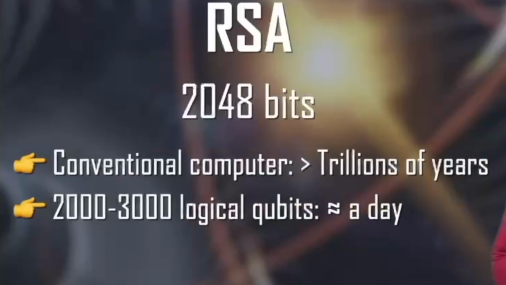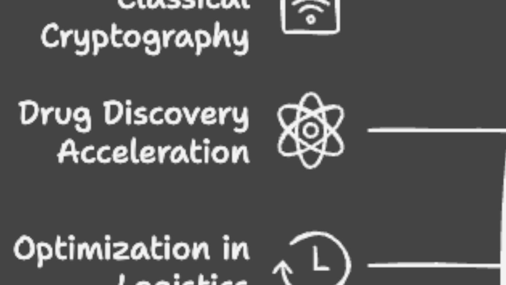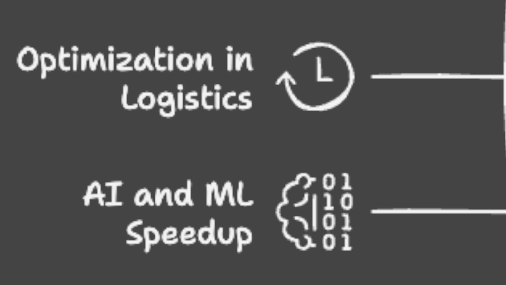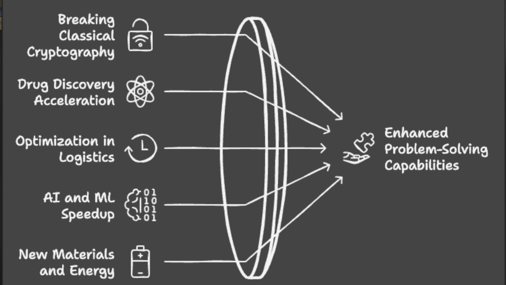I think the main reason why there's so much hype around quantum computers is that if they get advanced enough, it would be possible to break the RSA encryption. Apparently, advanced quantum computers could also help with drug discovery and molecular simulation, optimization problems in logistics and finance, AI and ML acceleration, and designing new materials and energy solutions. Currently, I don't think it's close to solving anything.